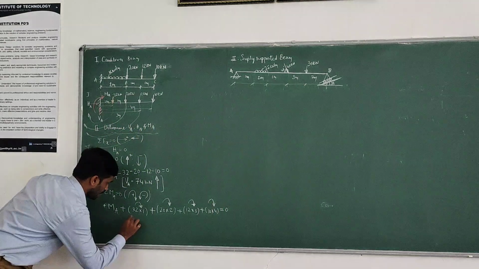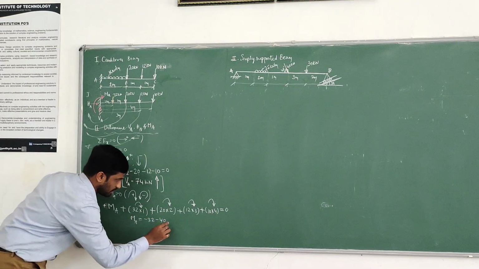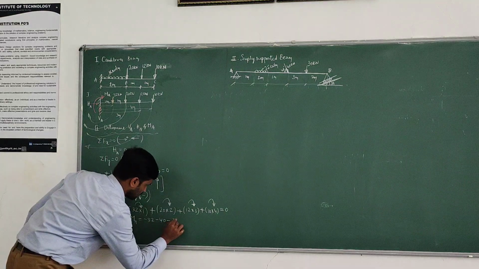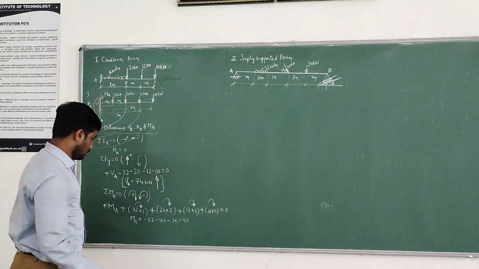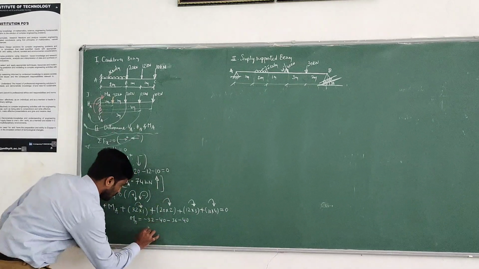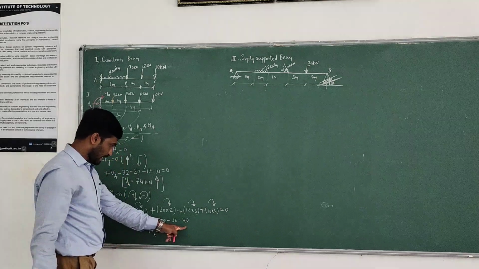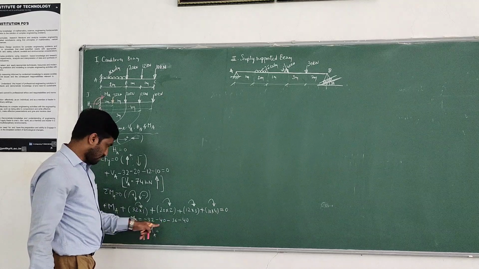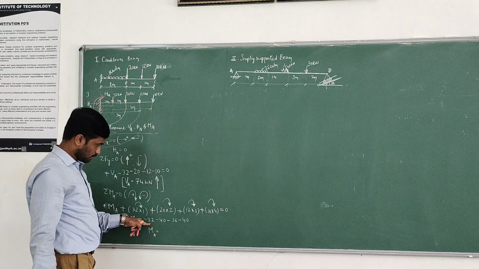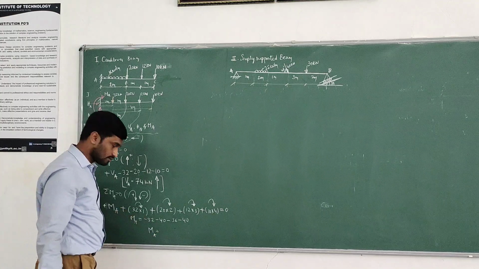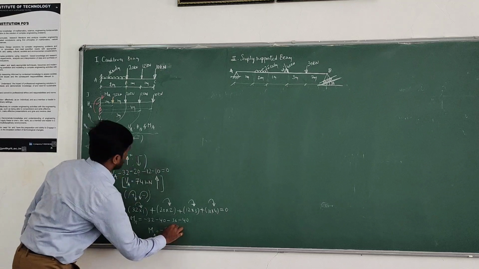Now the sum of moments about A, MA, equals minus 32 minus 40 minus 36 minus 40. So the sum of all these gives the value of MA. This is the value of MA: minus 148. 40 plus 40, 80. 80 plus 32, that is 112, plus 36, 148.